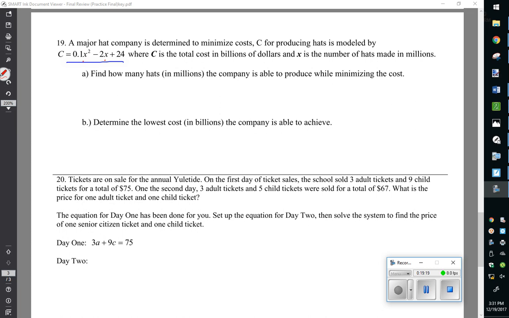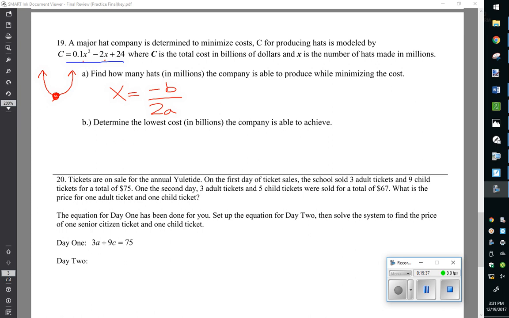It is a quadratic, so it's going to be a parabola. My shape is going to look like this. I want to find the lowest point. I want to minimize it. So I'm finding the vertex. I'm using that formula, X is equal to negative B over 2A.